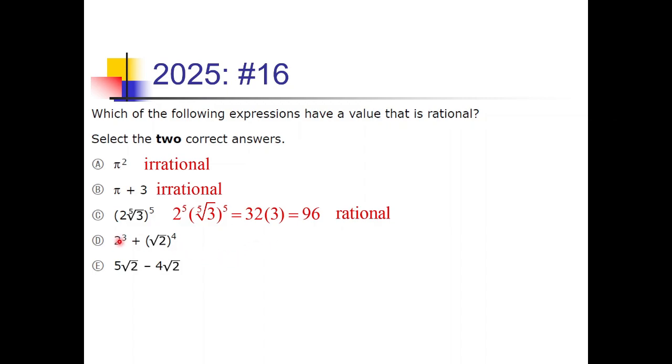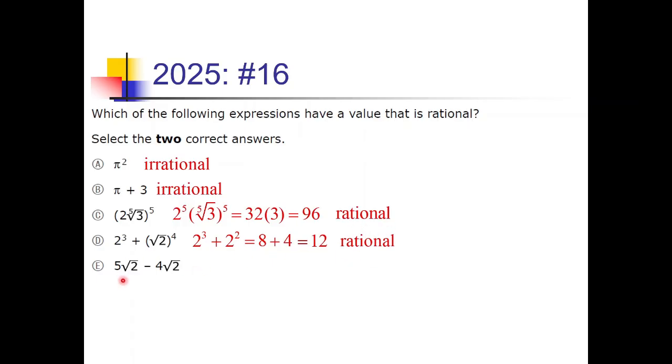Now for this next one, we have 2 to the third plus, well, what is this? If I raise the square root of 2 to the fourth, that's really like having the square root of 2 squared and then squaring that again. Square root of 2 squared is just 2, so this is really like having 2 to the second. 2 to the third is 8, 2 to the second is going to be 4, so that's going to be a grand total of 8 plus 4, or 12, which is rational. So that's the second one that we were looking for.